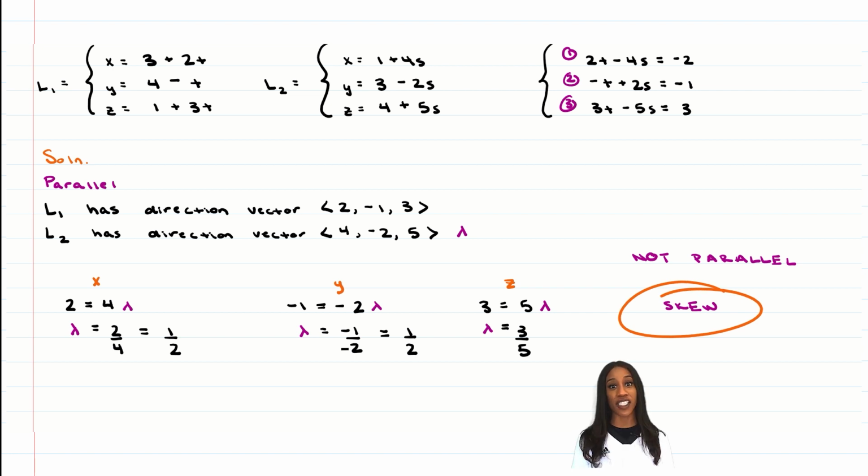And there you have it. In the first example, we showed that the two lines are parallel, and in the second example, we showed that the two lines are skew.